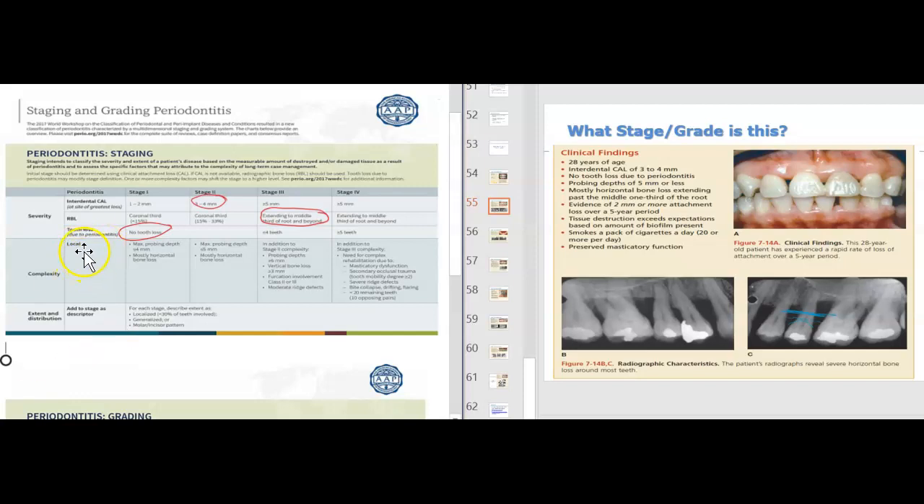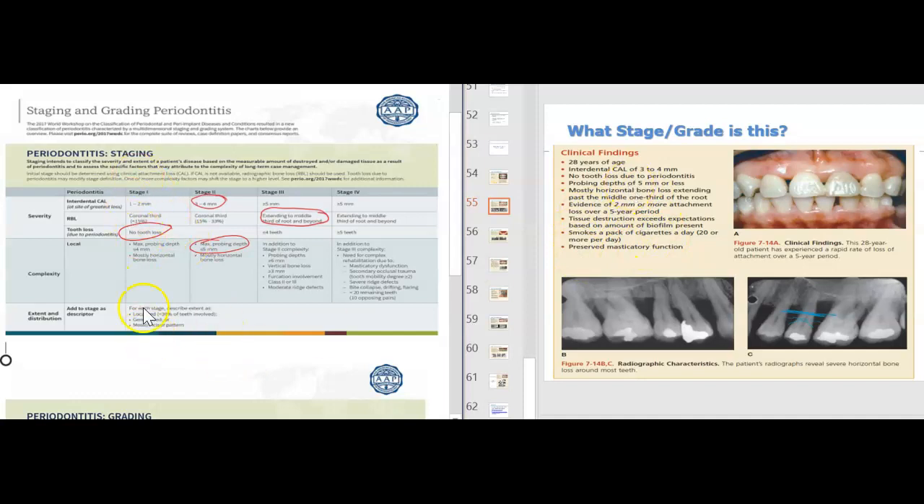Then it says, well, let's look at other local features. We're looking at probing depth, which is 5 millimeters or less. So 5 millimeters or less falls under this category. This is 4 millimeters or less for stage 1. This is 6 millimeters or less for stage 3. So I'm seeing 5 millimeters or less. The other ones are for grading.